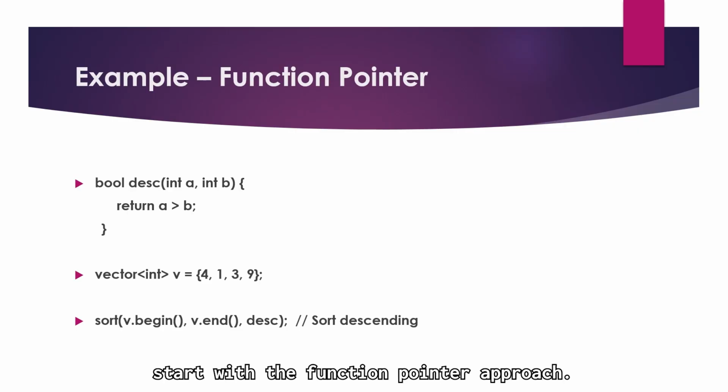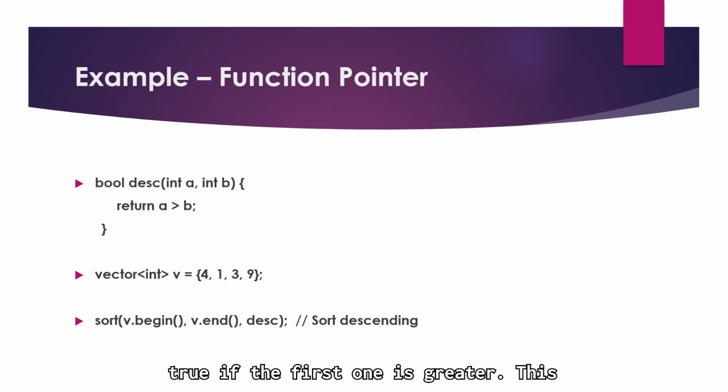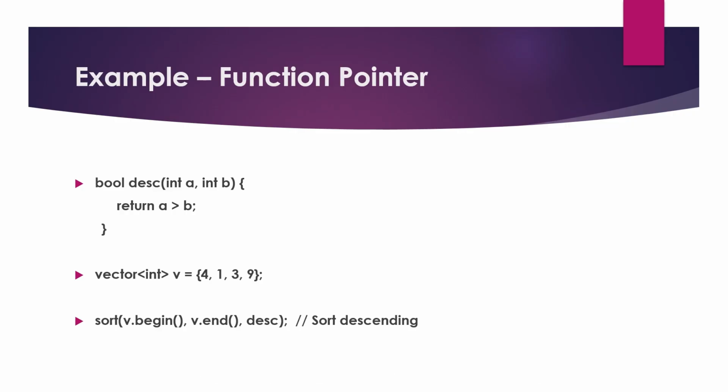Let's start with the function pointer approach. Here we define a simple function called test that compares two integers and returns true if the first one is greater. This function is then passed as a comparator to the sort algorithm to sort a vector in descending order. While function pointers are a tried and true method, they can be a bit verbose and less flexible compared to the other two methods, but they are great for simple one-time uses.